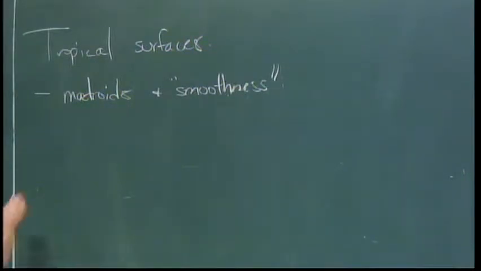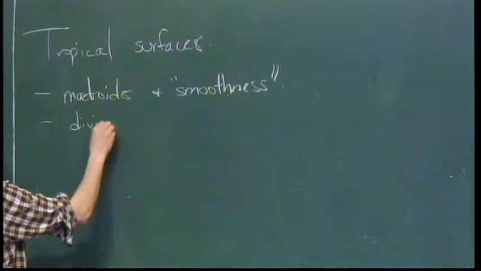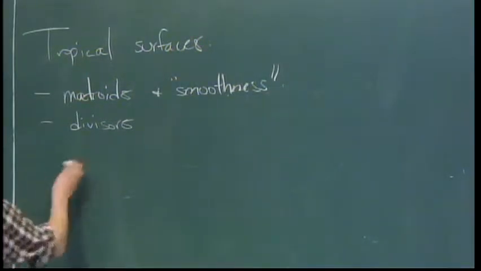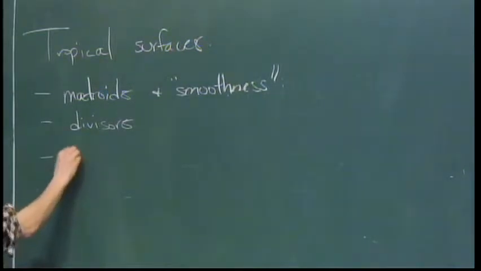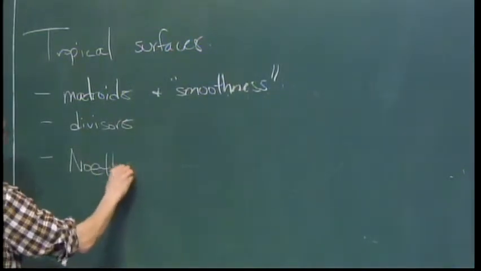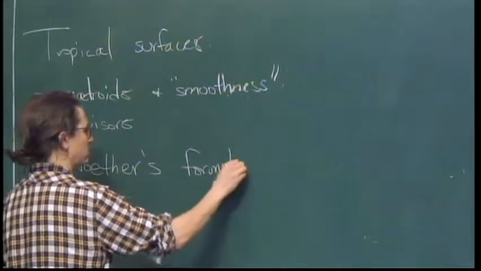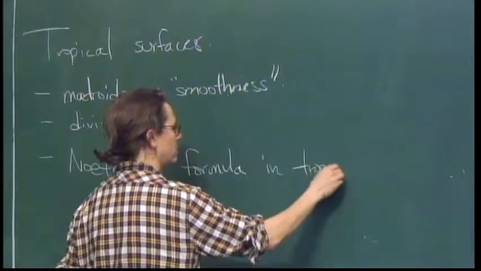And then I also want to talk about, we saw divisors on curves, but divisors on surfaces, and curves on surfaces. So, the construction of tropical surfaces. And finally, I want to talk about a formulation of Noether's formula in tropical geometry.